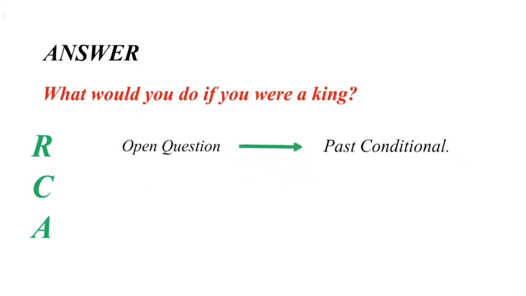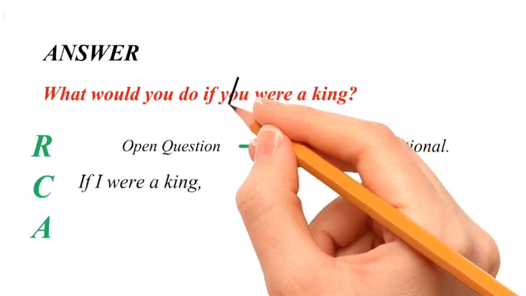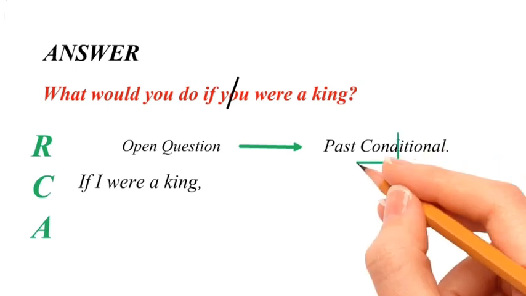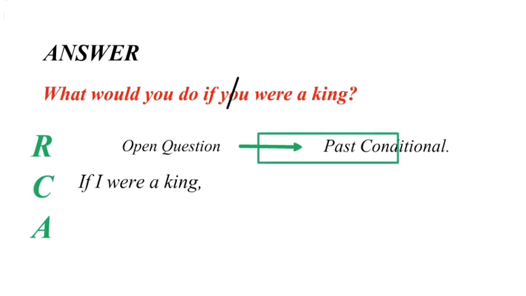Now the second step is to change and restate. If you were a king, I would say, if I were a king. Here we have changed the pronoun, and in place of you, we will write I. Most of you must be thinking if I'll use was or were here. Well, I'll use were here because it's a conditional sentence. When there is a past condition, we use were with I. Okay? So it would be, if I were a king, comma, what would you do?